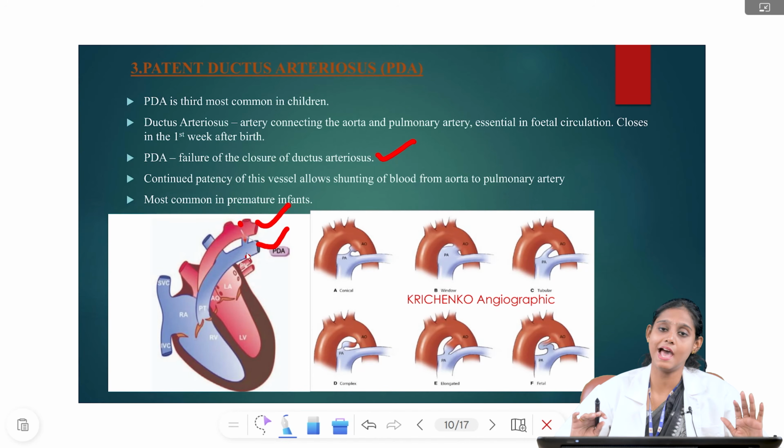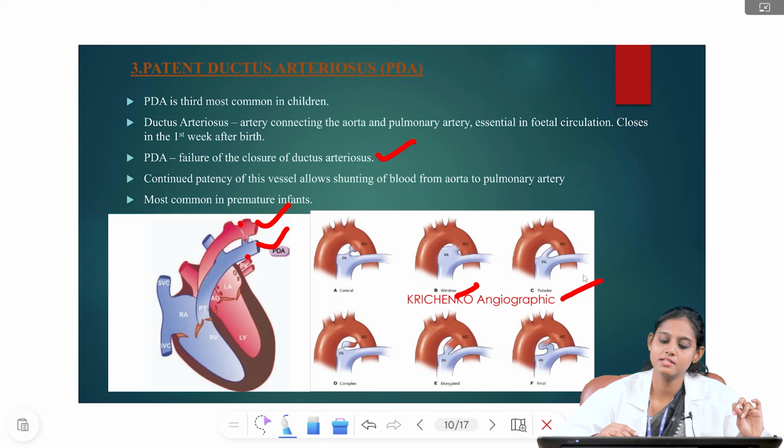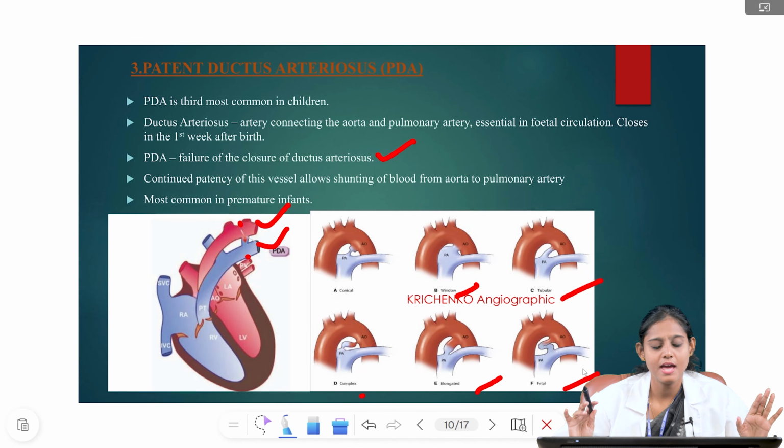Now we look into the classification of this patent ductus arteriosus, which is called the Krichenko angiographic classification of PDA. We have 6 types of classification. Type A is conical, type B is window, type C is tubular, type D is complex, type E is elongated, and type F is fetal PDA. I am just giving a brief note on what is meant by PDA and its types and location.